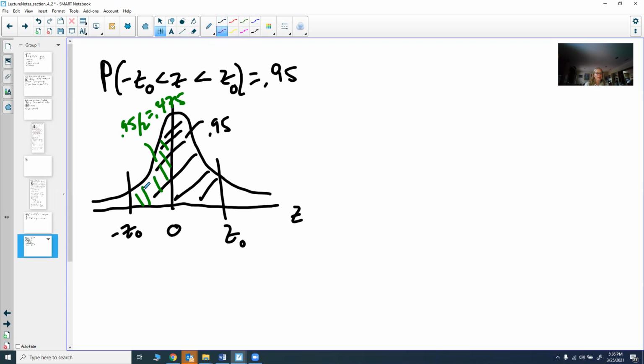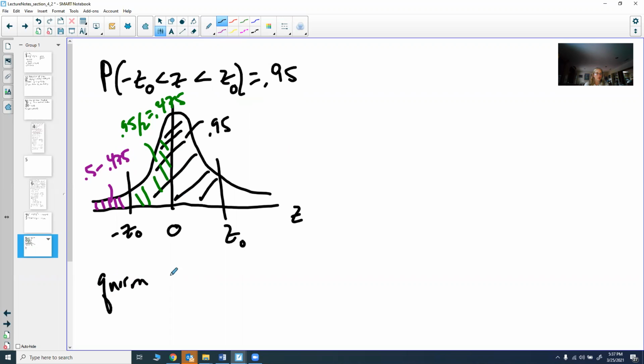Now, what we need actually, again, is what's in one of the tails. So you either need to know the lower tail or the upper tail. It doesn't really matter which one. I just like to use the lower one. If the whole curve is 1, half the curve is 0.5. So what's in this little tail here is going to be the 0.5, the whole half, minus this shaded 0.475.